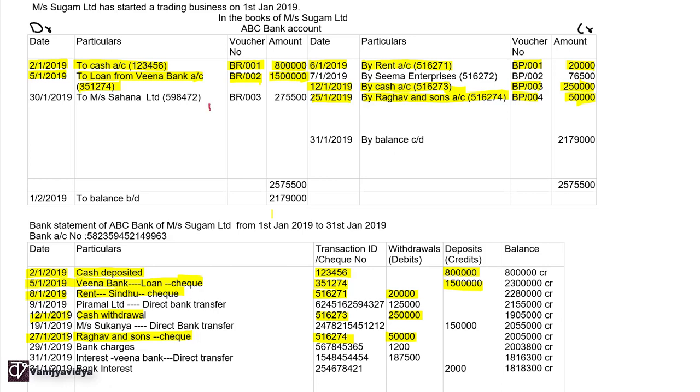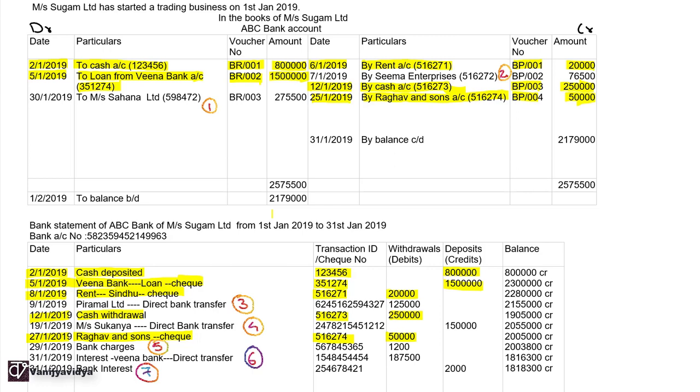So let's number this transaction. This is 1, this is 2, then this is 3, 4, 5, 6 and 7. So we have 7 transactions which are either in the bank account or in the bank statement. Now let's see all these transactions one by one.